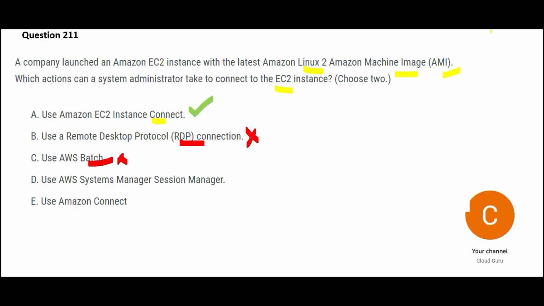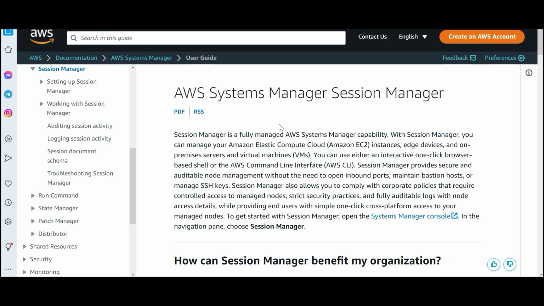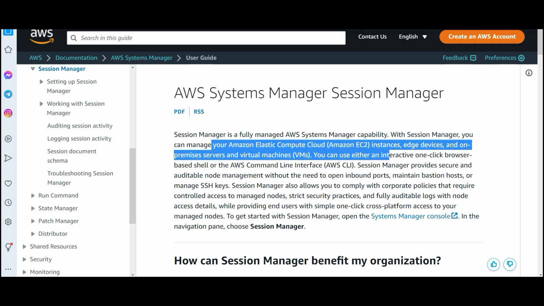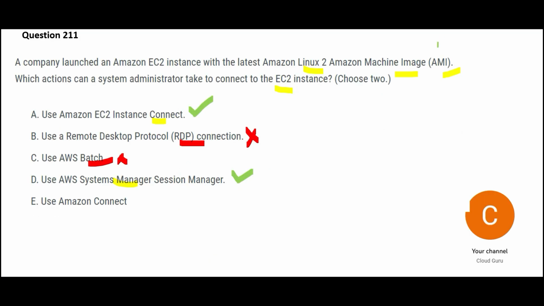Then you have option D, that is Systems Manager. You see this documentation. Using this, you can connect to your EC2 instances. So this would be my answer.